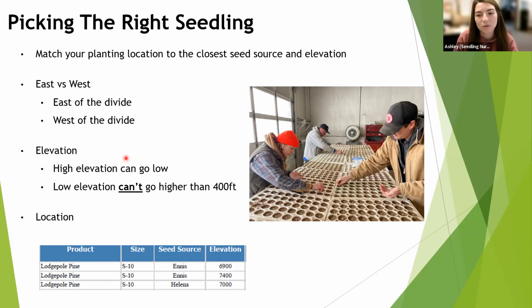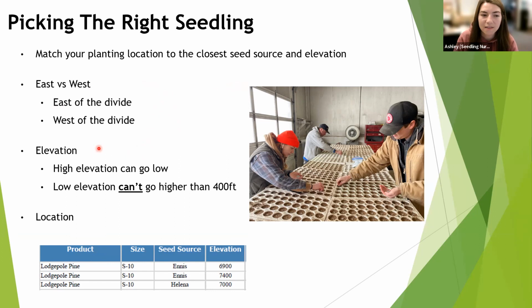The western seed sources are not hardy enough to handle the wind, hail, sleet, all that weather that out east gets. The eastern seed source can go west, but it will grow slower because it is hardier. So it's taking more time to pack on those nutrients and growth so that it can withstand high winds, low temperatures.